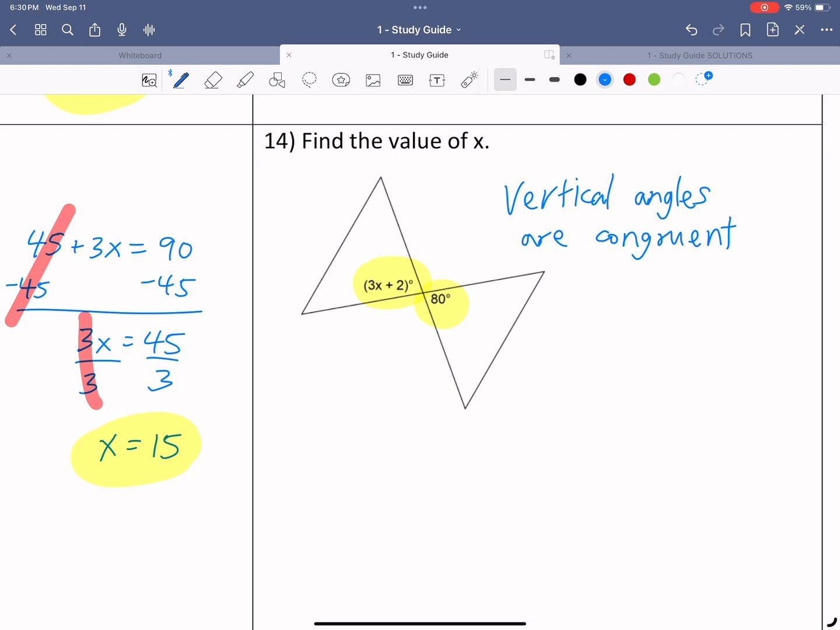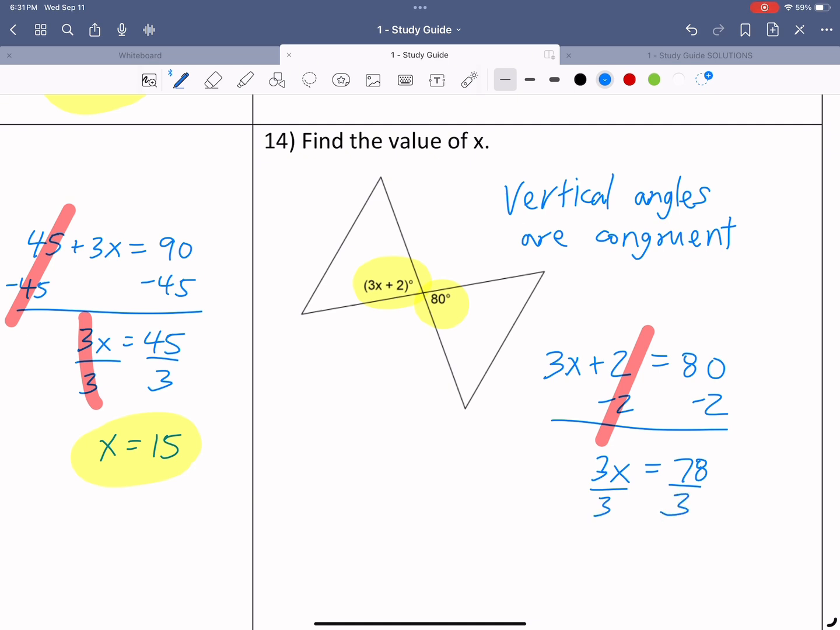So because they're congruent, just set them equal to each other. It's really as simple as that. You have a nice little equation to solve. Okay, and by nice, I mean super, super easy. 3x equals 78. I know, weird number. Go ahead and plug that into a calculator if you need to. Divide by 3, divide by 3.